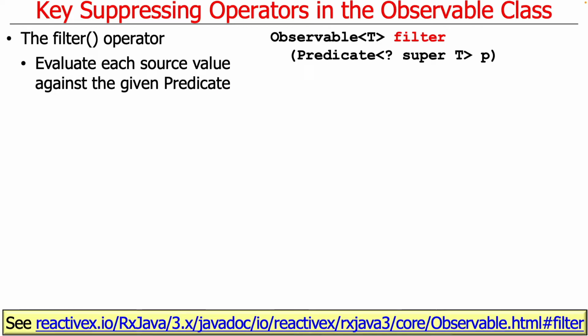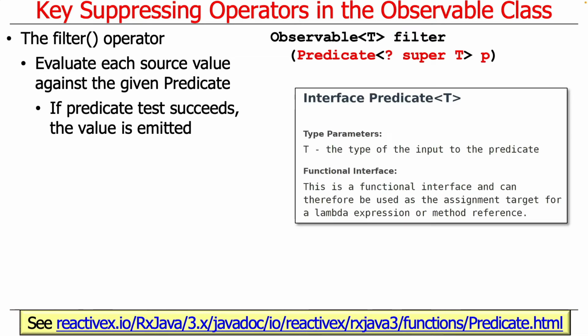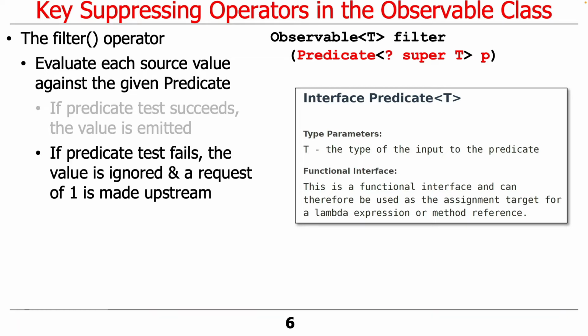We'll start out with the filter operator, and this will actually be very intuitive because Java Streams has something quite much like this. So what the filter operator does is it evaluates each source value in the stream against the given predicate that's passed in. And as is always the case with predicates, the predicate basically just takes a value of type t and returns true or false. So if the predicate test succeeds, the value will be emitted. Otherwise, it will not. It'll be suppressed.